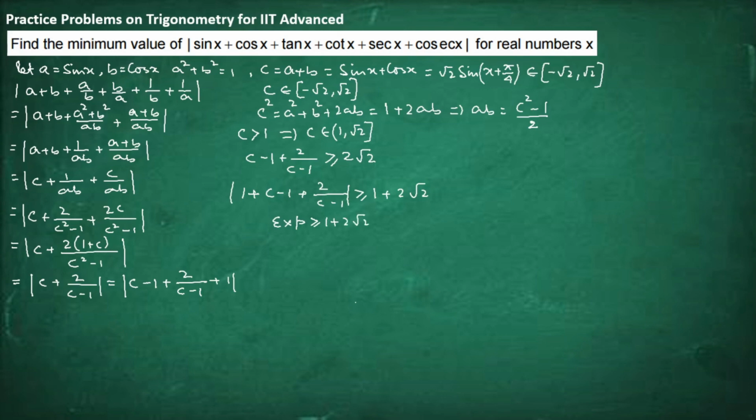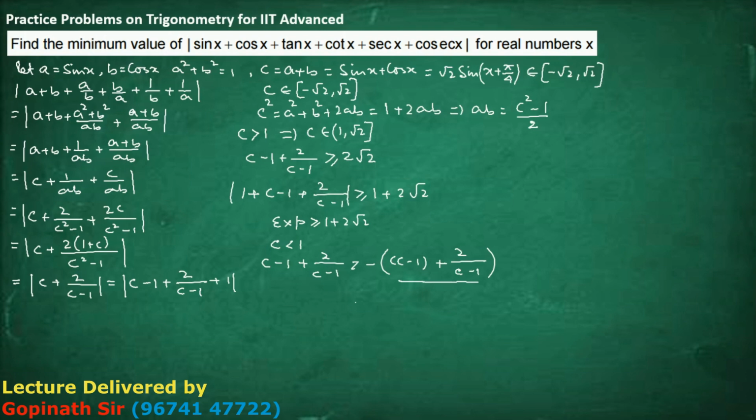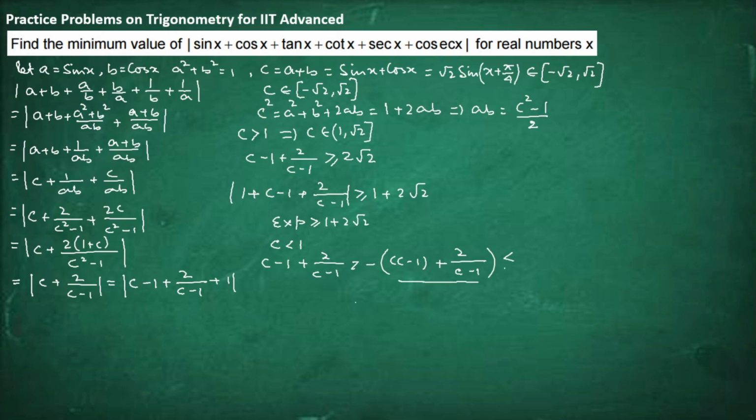Is it clear now? Now if C is less than 1, then what happens? (C minus 1) plus 2 by (C minus 1) can be written as minus [(1 minus C) plus 2 by (1 minus C)]. Is it clear? Now just now we have shown that this expression is always greater than or equal to 2 root 2. So minus of this will be less than or equal to minus 2 root 2. Now let me add 1 on both sides.